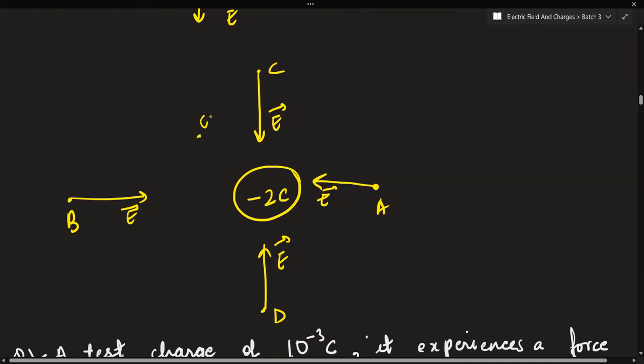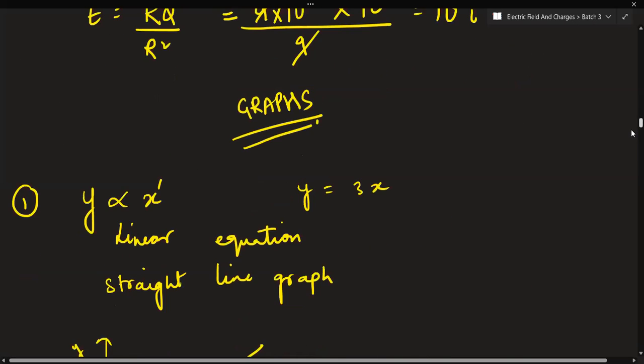For example, if I give you this point E, then electric field will be directed towards this. This will be the direction of electric field. That's how you calculate. And then we had seen few graphs.